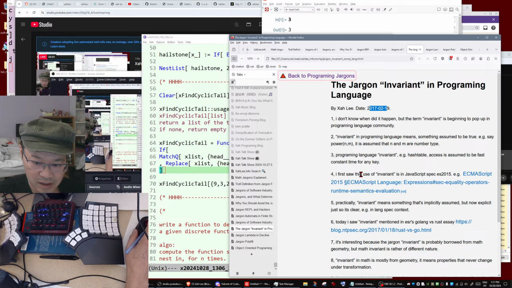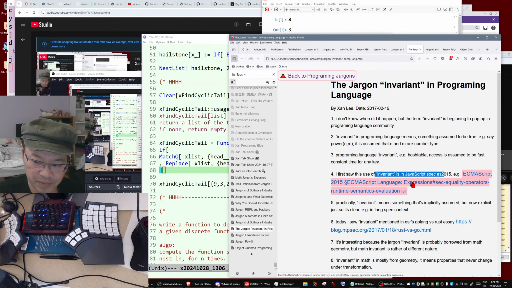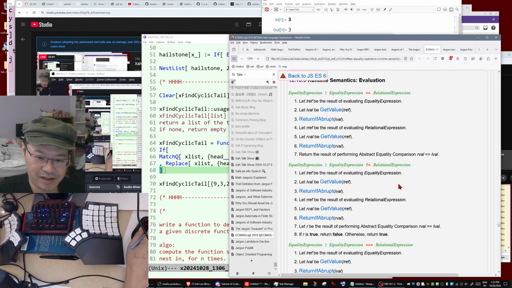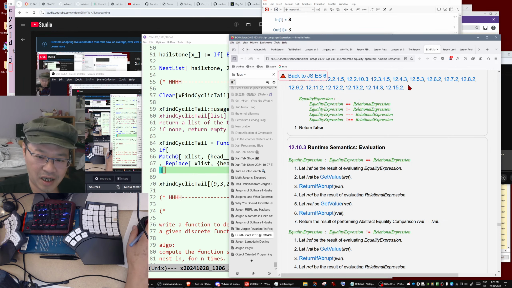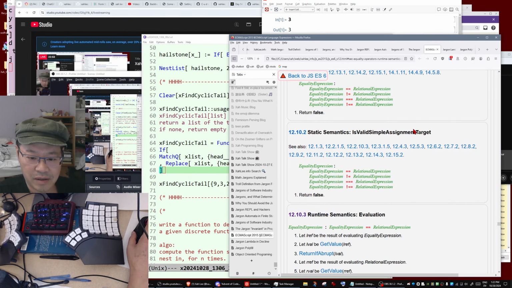Fourth, I first saw this use of invariant in the JavaScript specification, ECMAScript 2015. So I was reading lots of the JavaScript specifications. So let's open that. Here's my own local copy of the JavaScript specification on xarli.info. So let's see, where is the invariant? Static semantics: is valid simple assignment target.